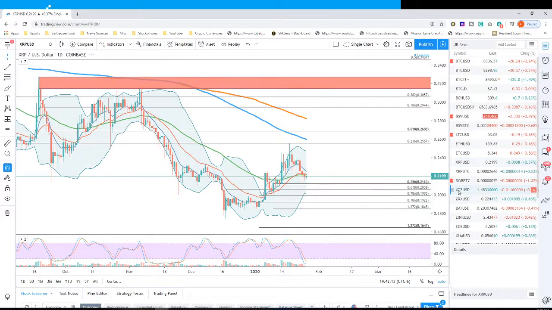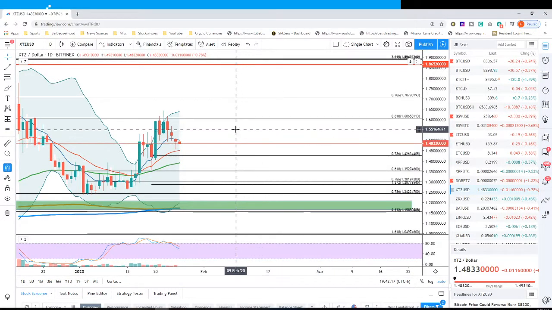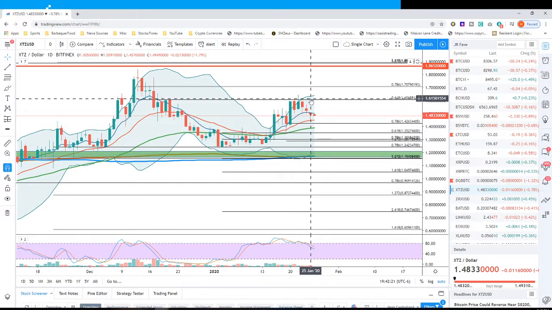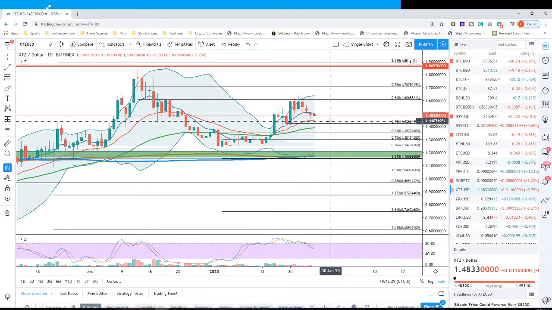Let's go look at XTZ. Another one that looked like it was going to break out, possibly, but the 61.8% retracement said no. Breaking it down and getting down to, let's call it the 20 EMA, right here at 146.